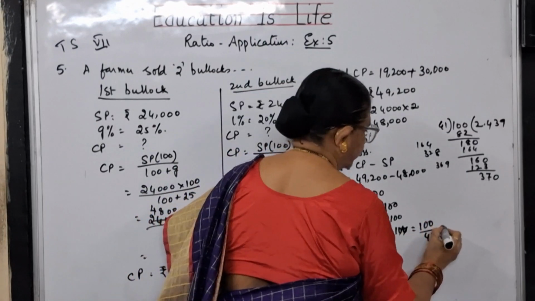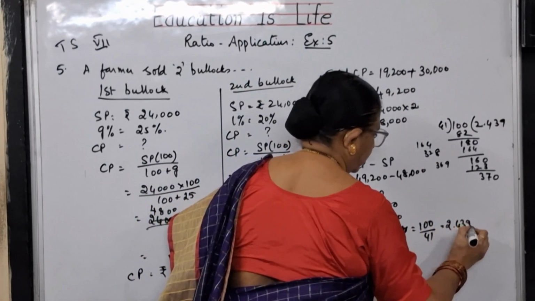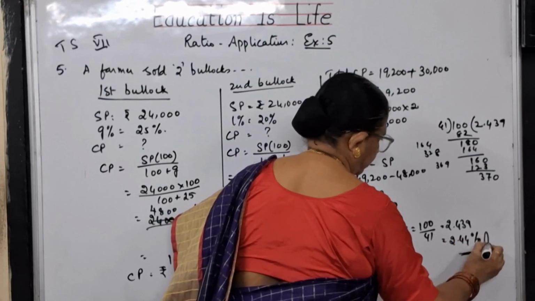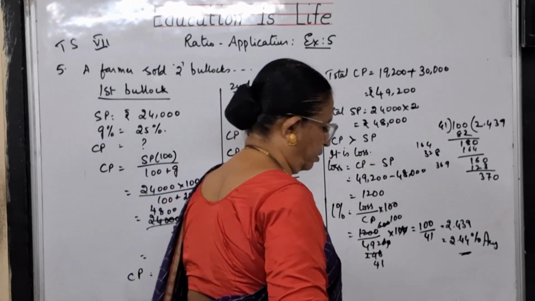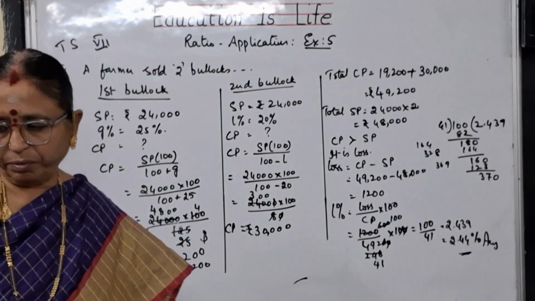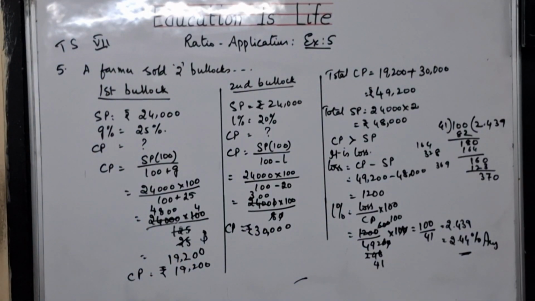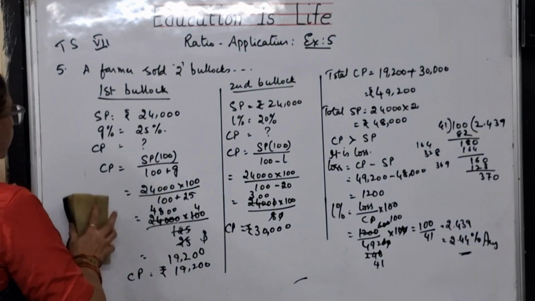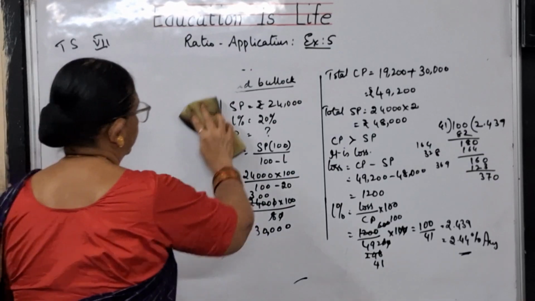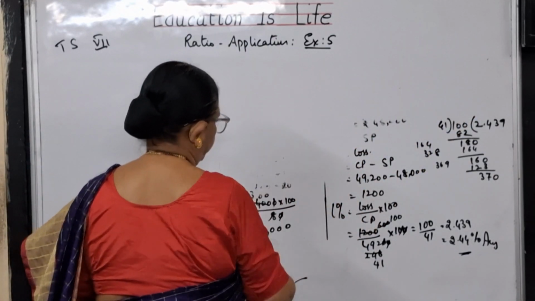So that means 2.439, which means 2.44% is the loss percent. This is the answer for this problem, children. Please copy it. This is the fifth sum. Now let us go for the sixth problem.